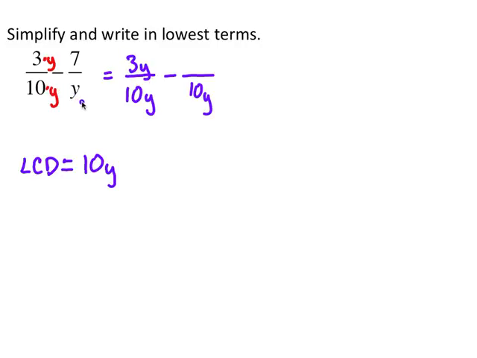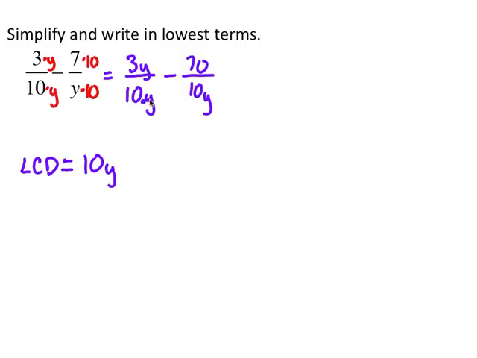Okay, in the second fraction, we need to figure out what do I need to multiply y by to get 10y. Well, now what's missing is the 10. So we multiply by 10 there. We have to do the same thing on top. So on top, 7 times 10 is 70.